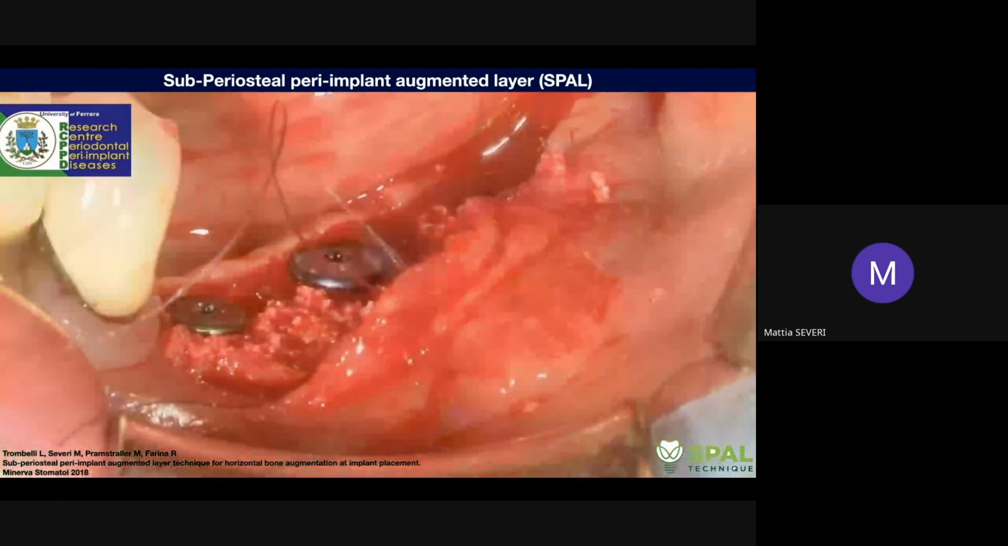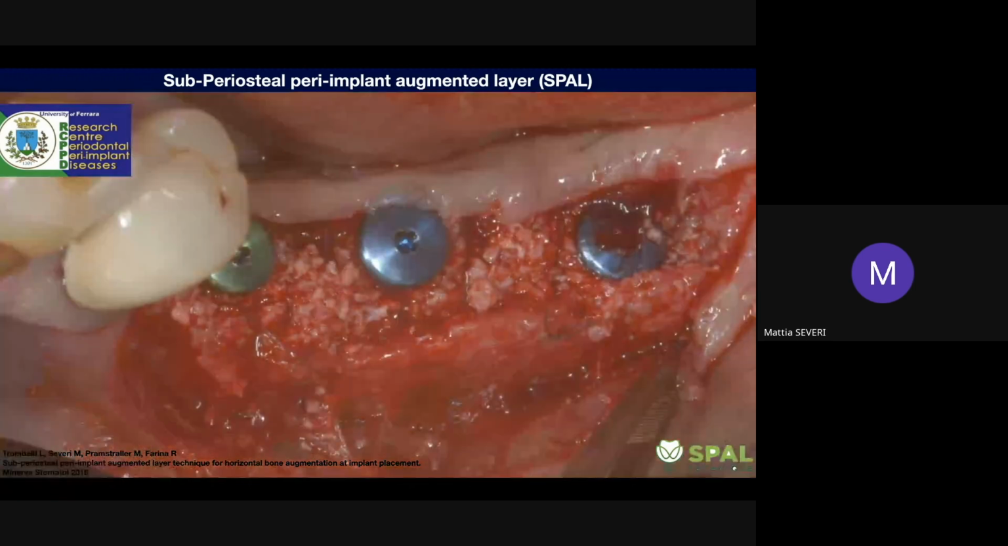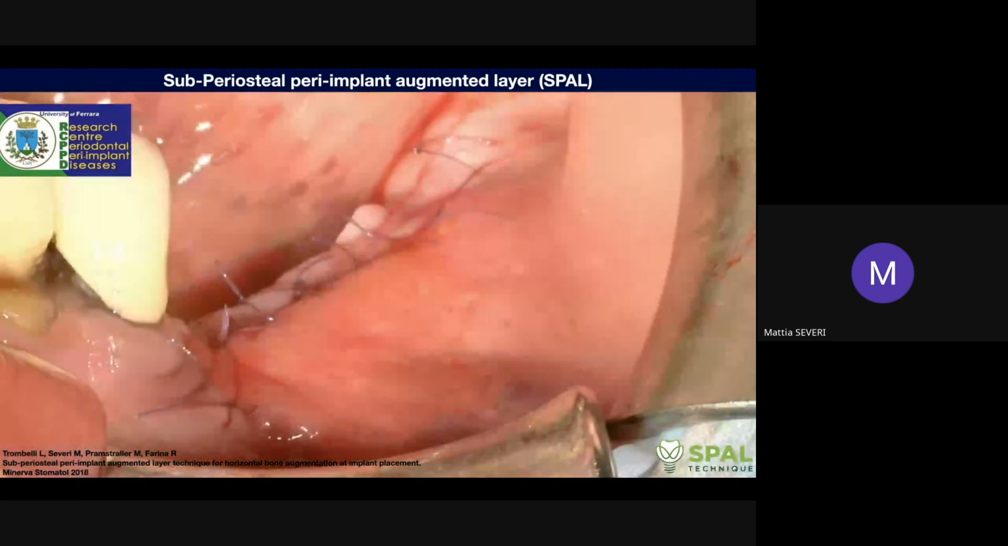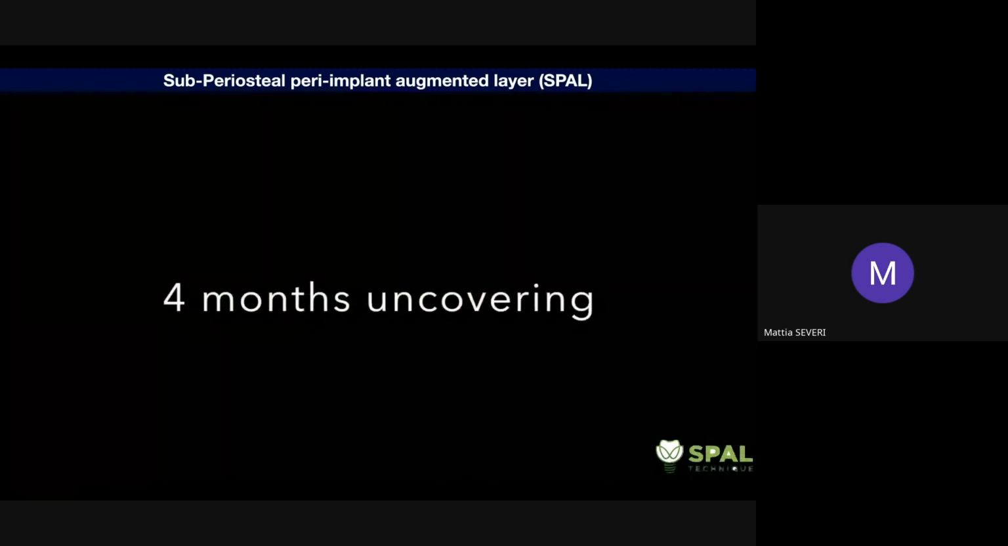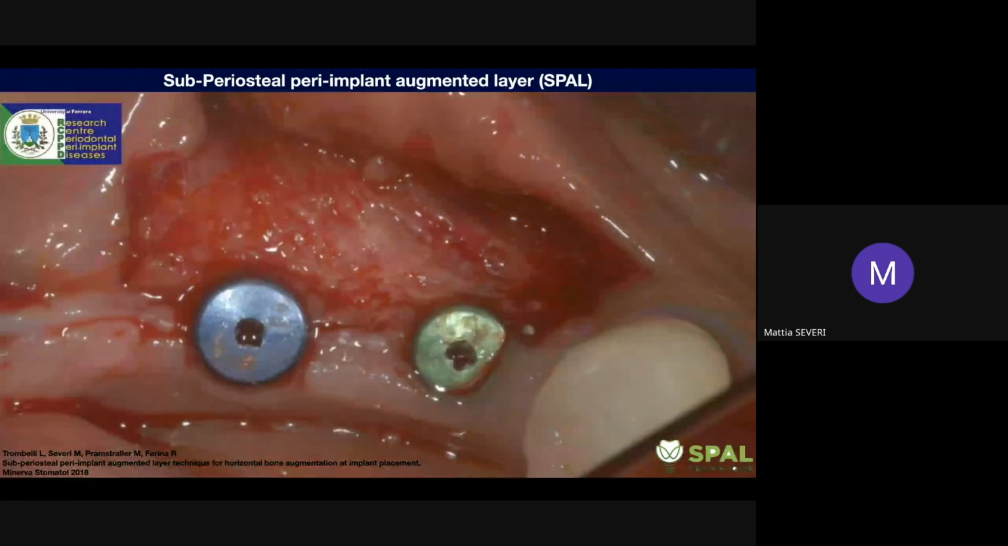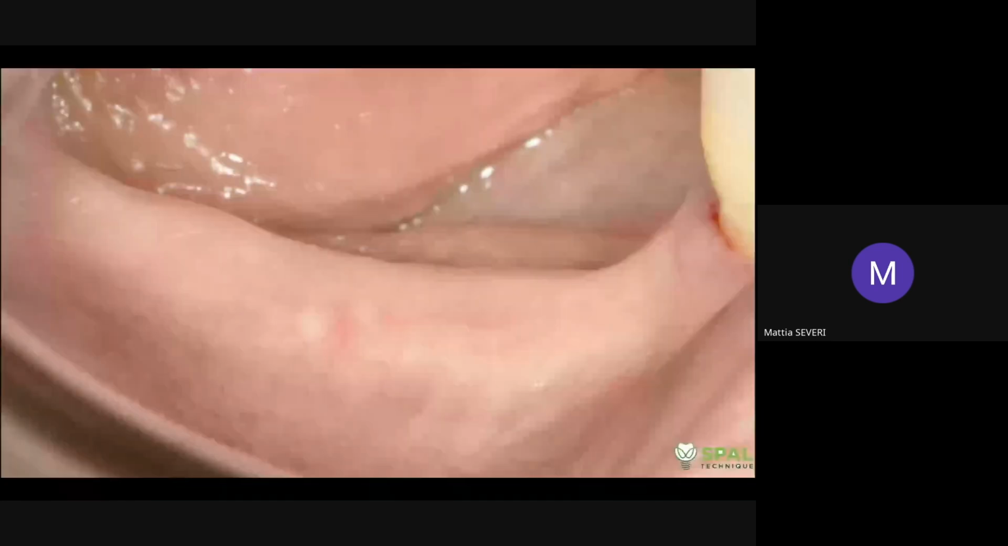So you can see the periosteal layer stabilized, and then the mucosal layer is coronally advanced to close the wound. And you can see that 4 months after implant placement, the deficiencies are completely corrected and an adequate thickness of peri-implant buccal tissue is present. So let's explore the technique step by step.